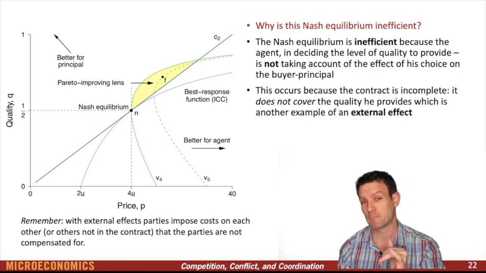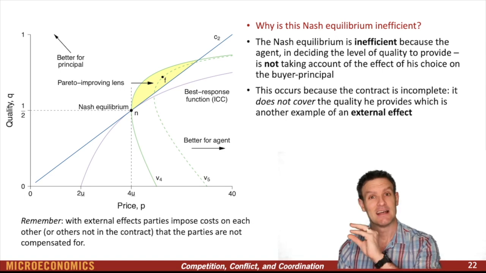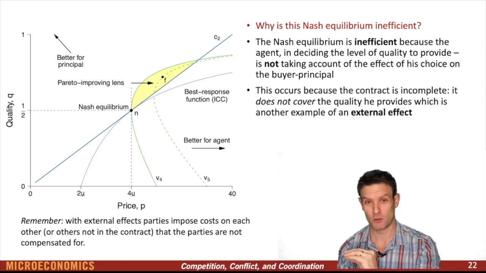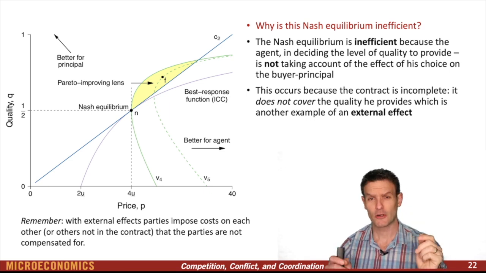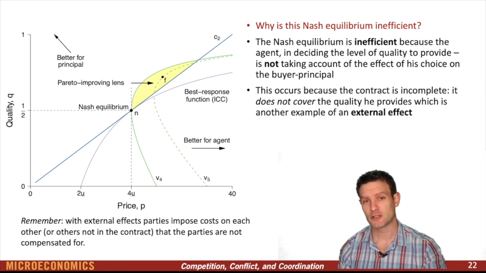We are going to compare what happens in the Pareto inefficient Nash equilibrium with the complete contract case, which is Pareto efficient. We're going to see that in the incomplete contracting case, the agent receives the enforcement rent that we spoke about previously.